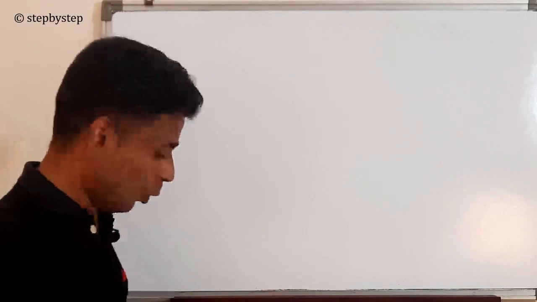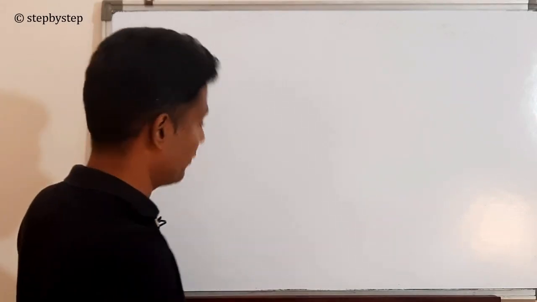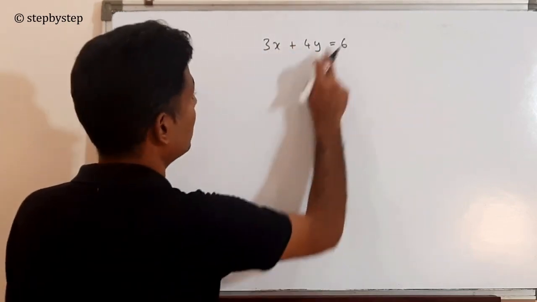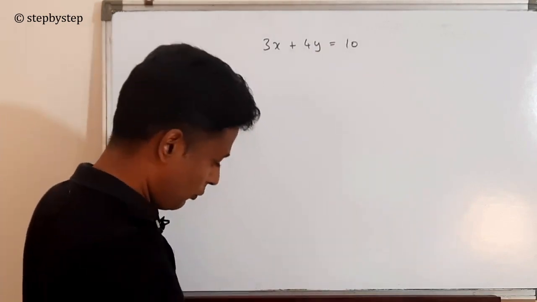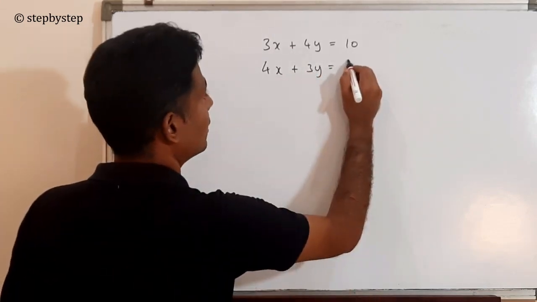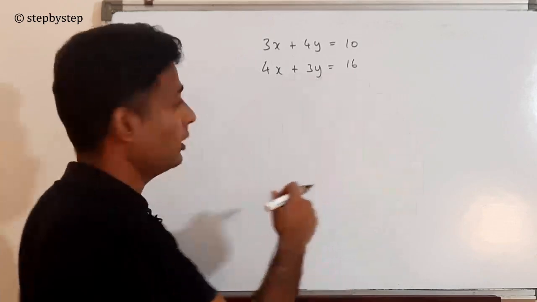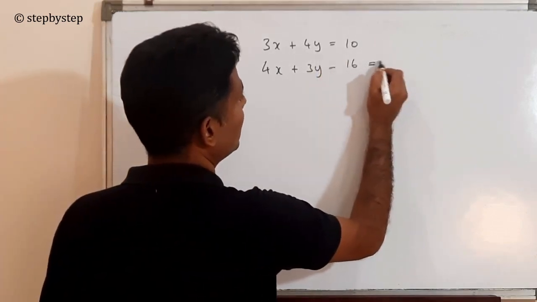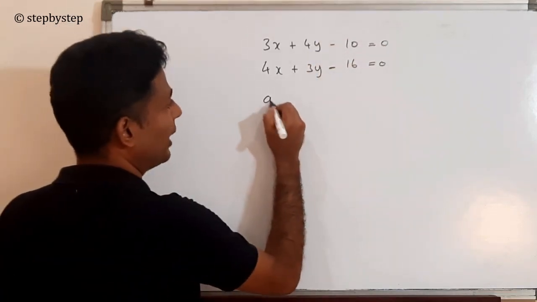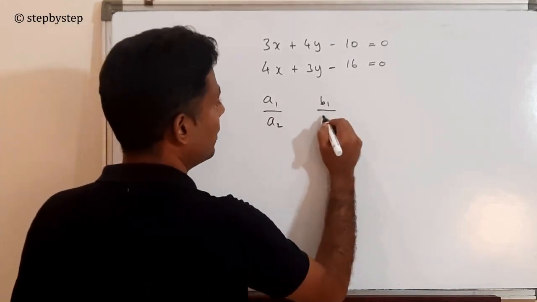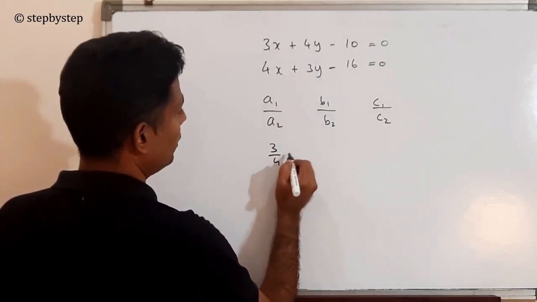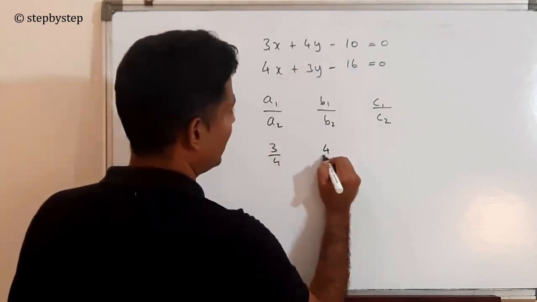Now the second question: what type of solution does the following system of equations have? Given as 3x plus 4y equal to 10 and 4x plus 3y equal to 16. Now before that we need to transpose c to this side. So it becomes minus 16 equal to 0 and here it becomes minus 10 equal to 0. Now again we need to find a1 by a2, b1 by b2, c1 by c2. So a1 by a2 is 3 by 4, b1 by b2 is 4 by 3.